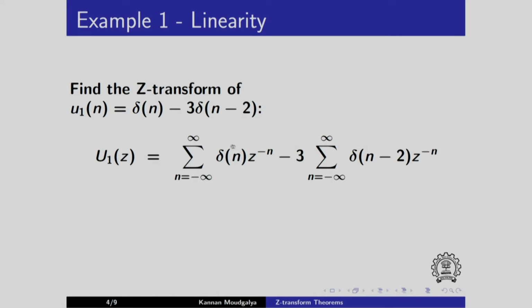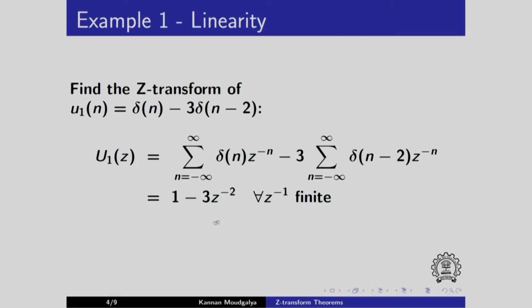When n is equal to 0, this becomes 1, this becomes z to the power 0 and hence this becomes 1. So I get 1 for this entire infinite sum. Similarly, this becomes 1 when n is equal to 2, so I have to put z to the power minus 2. For all other terms, this sum is 0. For all other n values, the elements in this summation become 0. So we do not have to consider those.